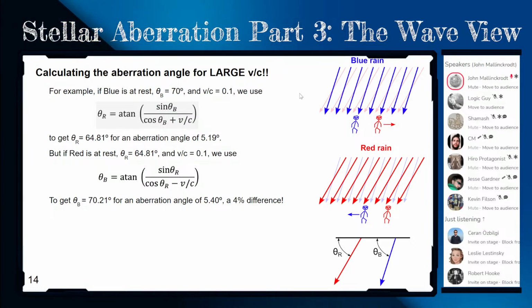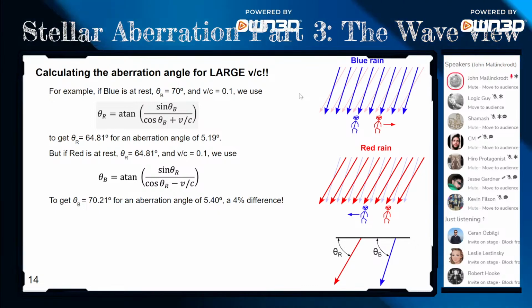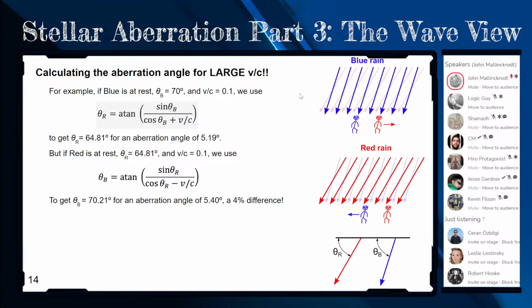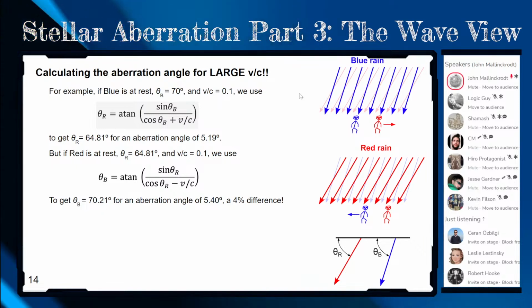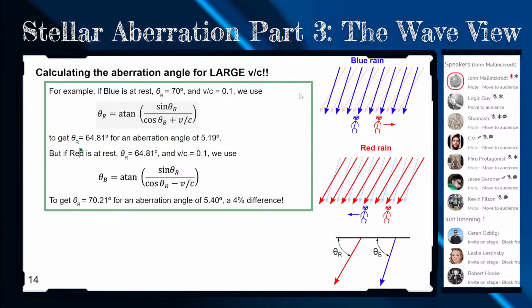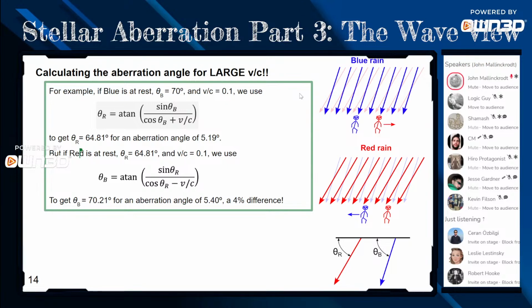If stars did that kind of thing, moved around by 5 degrees one way, 5 degrees another way, we would notice this. Right? It would be something that we would notice pretty easily. But we don't, because things don't move that fast in general. But let's just do the alternate calculation. Suppose it's red that's at rest, and suppose that red does see an angle of 64.81 degrees. But now it's red that's at rest, and blue is the one that's moving at 1/10 the speed of light.